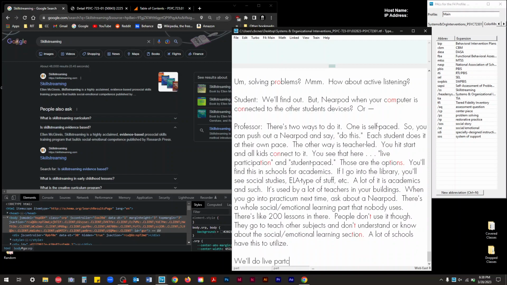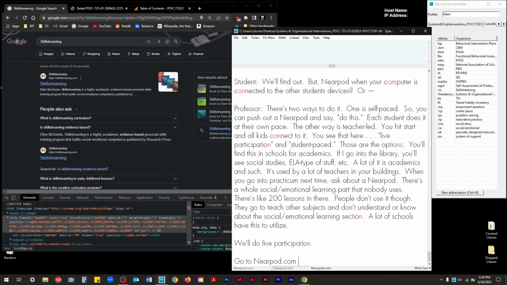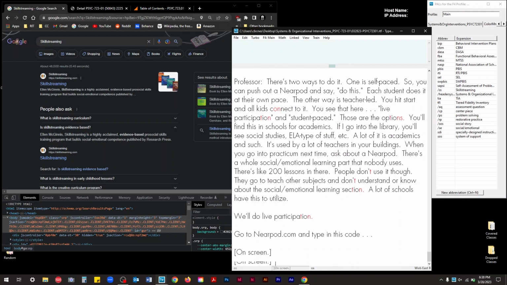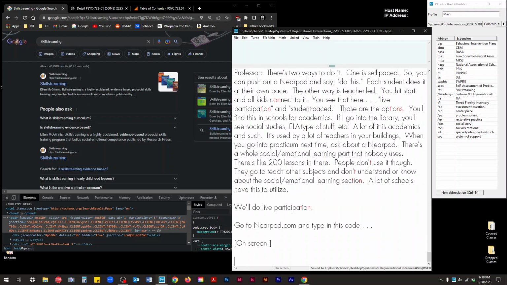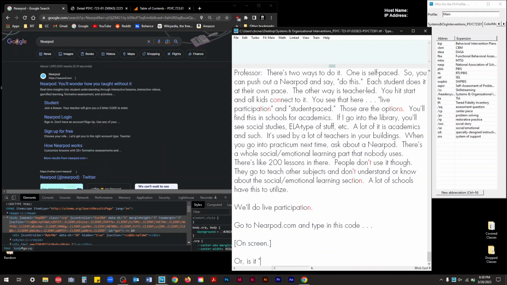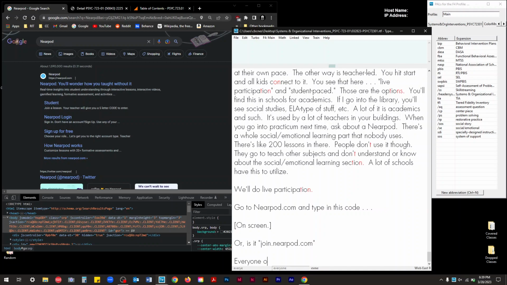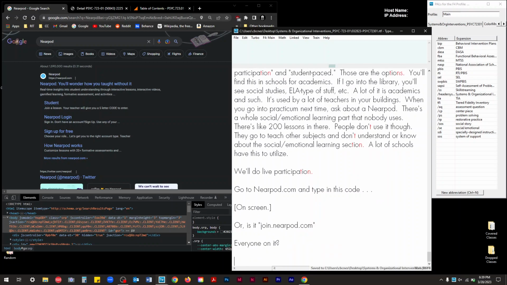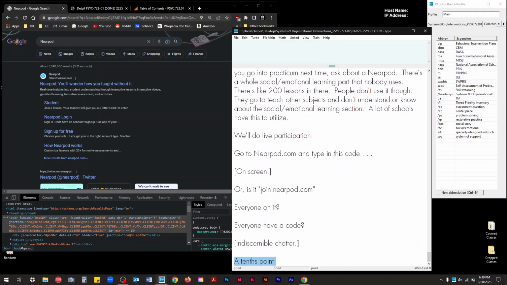I want you to go to nearpod.com and type in this code. Is it join.nearpod.com? Everybody's on it? Everybody has the code? So at this point, as facilitating this, I'm the one who's moving it. Does that change your screen too? How about that? Oh, fancy.